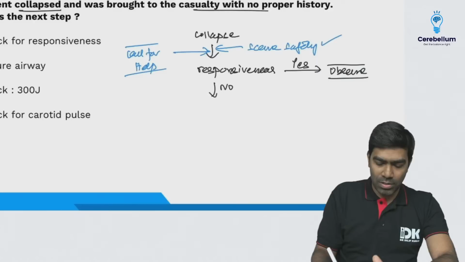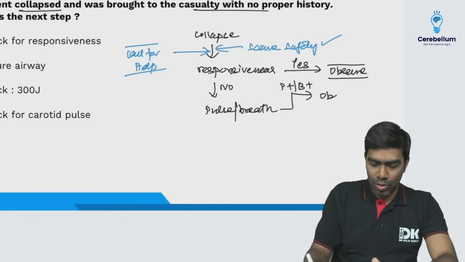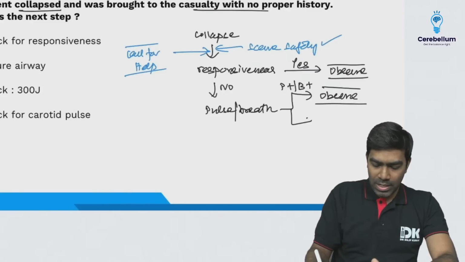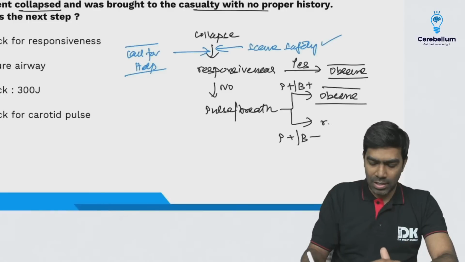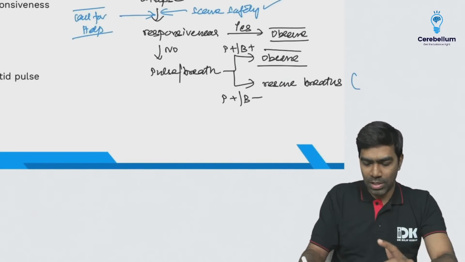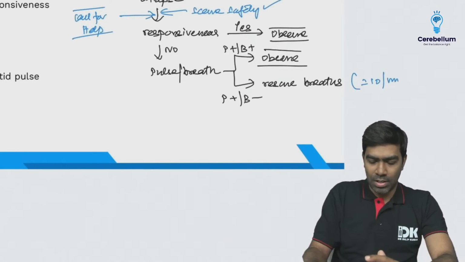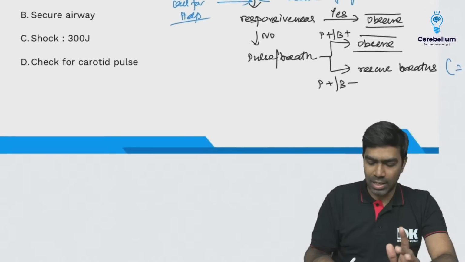If the patient is non-responsive, then check for pulse and breathing. If the patient has a pulse and a normal respiratory pattern, then just observe, no need to do anything else. If the patient has a pulse but not a normal breathing pattern, or if it's a respiratory arrest, that's called primary respiratory arrest, then just use rescue breaths. Here you're not doing chest compression. So rescue breaths will be given at a rate of 10 per minute. In pediatric population, it is around 20 to 30 per minute. But in adults, it's 10 per minute, 1 breath in 6 seconds.